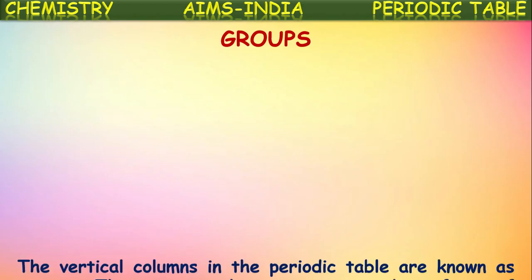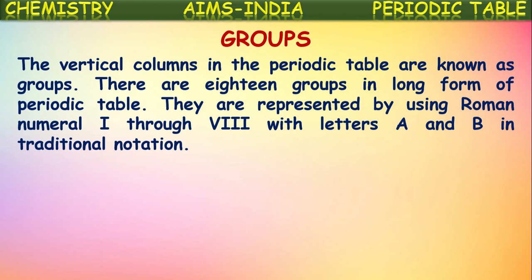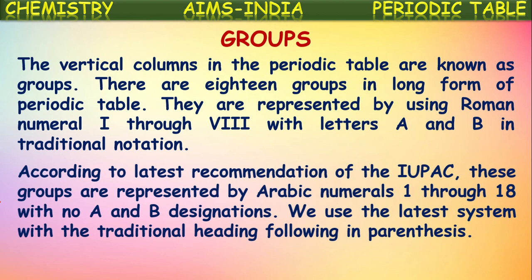So first let us go through the groups in the modern periodic table. The vertical columns in the modern periodic table are known as groups. There are 18 groups in the long form of the periodic table. Because there are 18 columns, they are called 18 groups. They are represented using Roman numerals from 1 to 8 with the subgroups A and B. Isn't it? It is said to be the traditional notation.